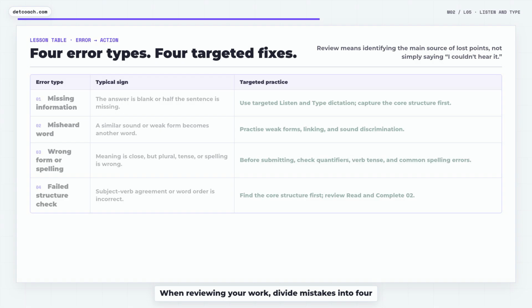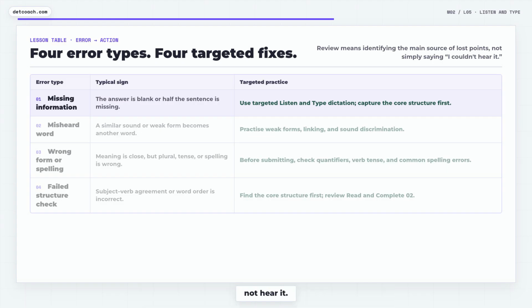When reviewing your work, divide mistakes into 4 categories. The first category is missing information, because you did not hear it. If your answer is blank or half the sentence is missing, you did not capture all the key information. To address this, do targeted listen and type dictation practice, focusing first on capturing the core sentence structure.